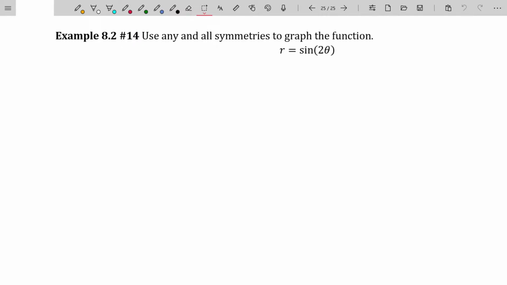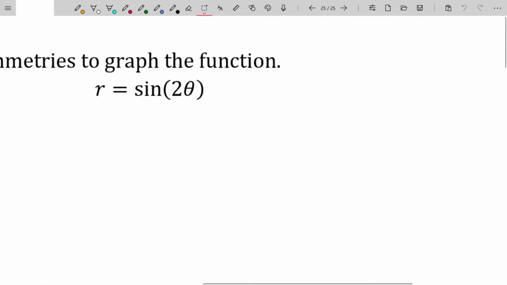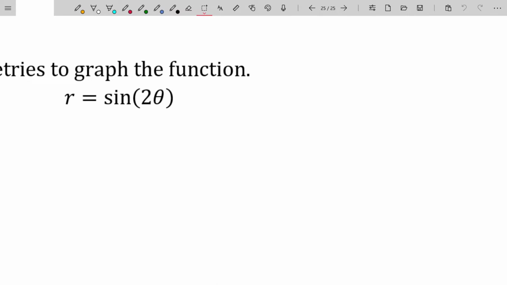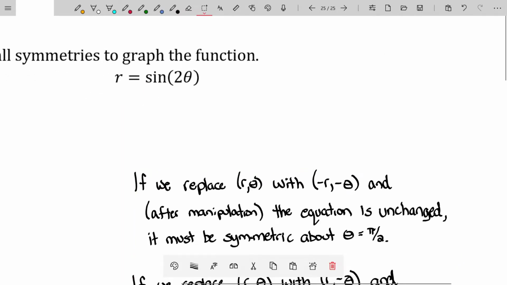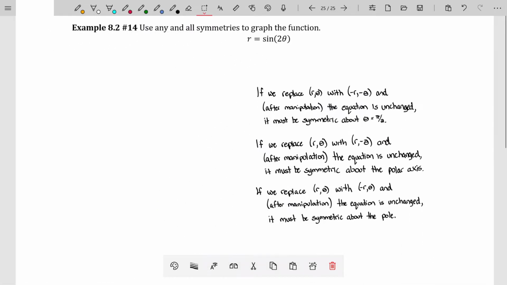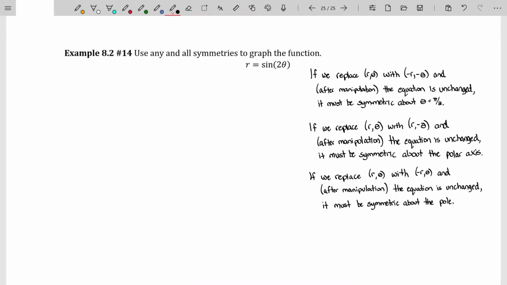For example, this guy is like a dreaded polar curve to graph. We don't like graphing this because this is a 4-leafed rose. And if you didn't know that, you'd be stuck doing the whole stupid graph. But we can go through and look at these conditions right here and see if we have any symmetries. So let's go ahead and do that. And I just wanted to move that off to the side because it was annoying me.